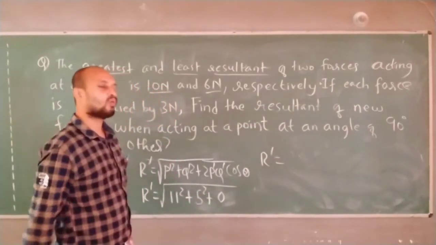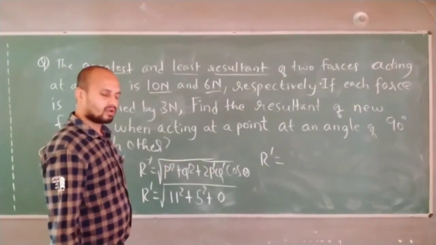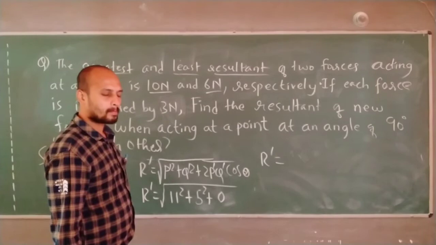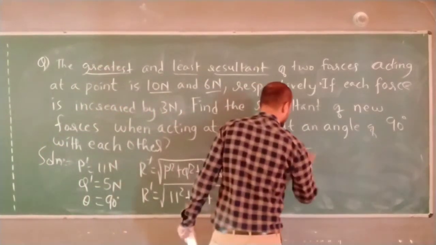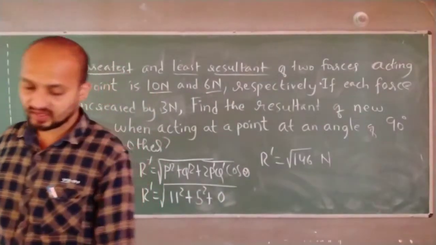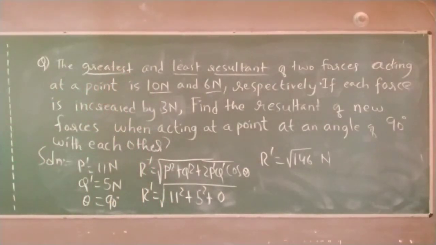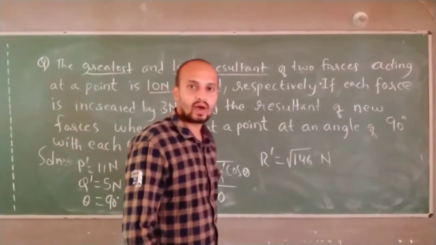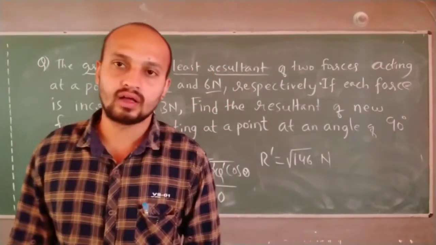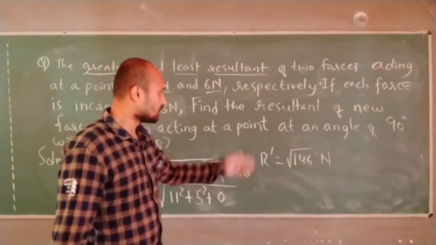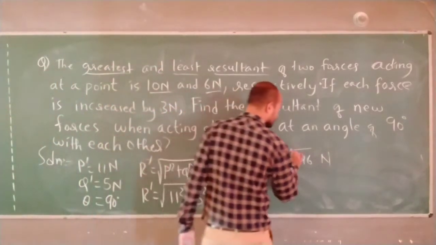121 plus 25, root 146 Newton is the answer. Root 146 is 12 point something, because 12 square is 144. You are going to get something about 12. Got it now? Root 146 is the answer.